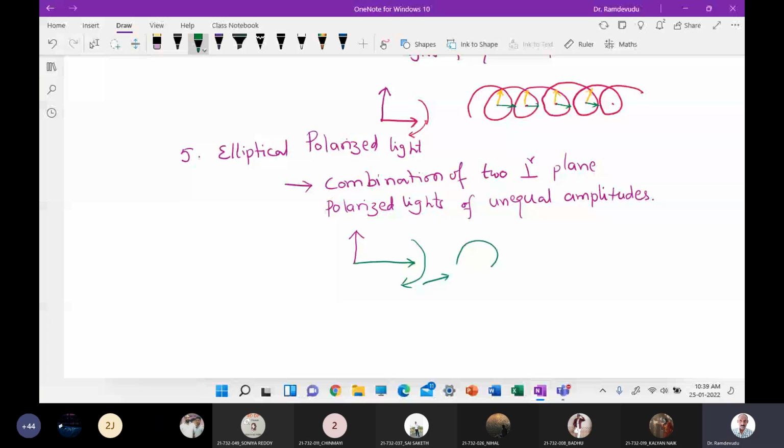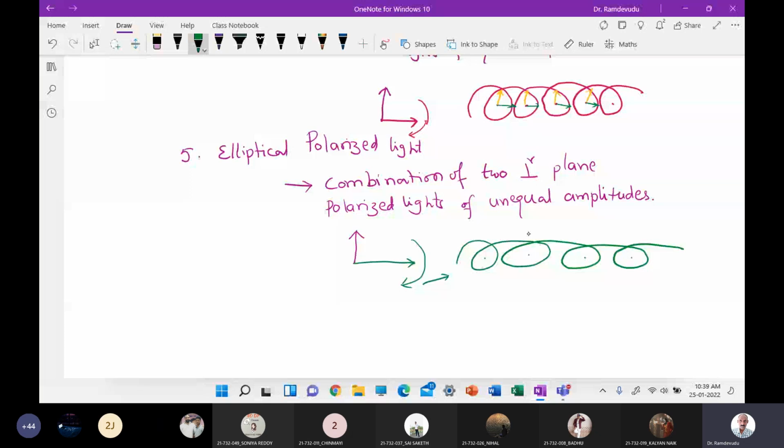Then, if you see it from the center, I have to draw it with scale, but this is not properly drawn. This distance is different from this distance. This has this amplitude, but this has this amplitude. In perpendicular directions, the amplitudes are different. And such a light we call an elliptically polarized light.